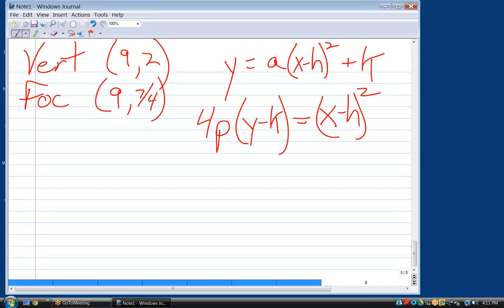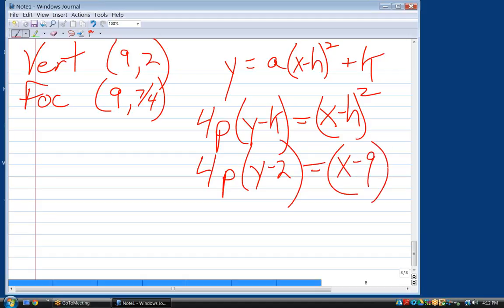H is 9 and K is 2. Okay, so we got 4p times (y minus k) equals (x minus h) squared. Well, that's almost all of it. What's p? I don't remember how to find that.